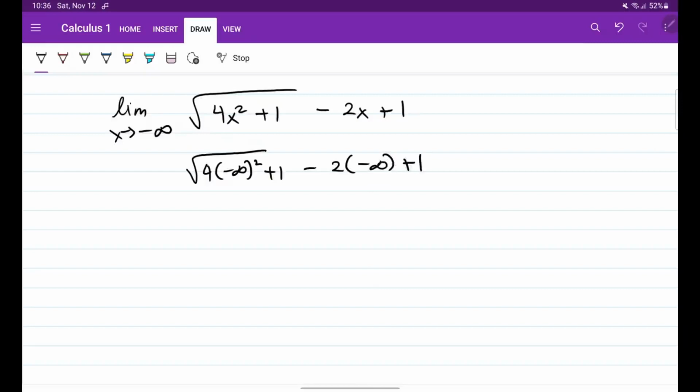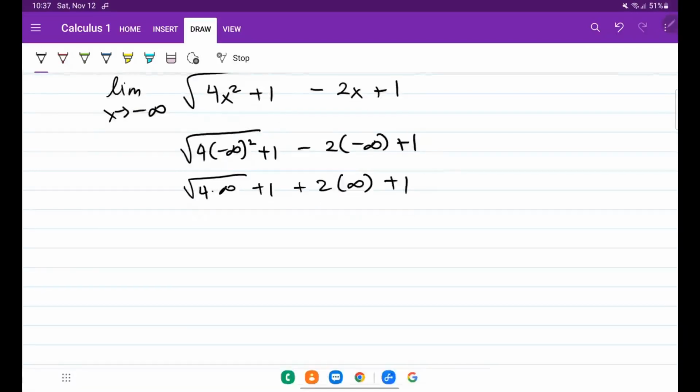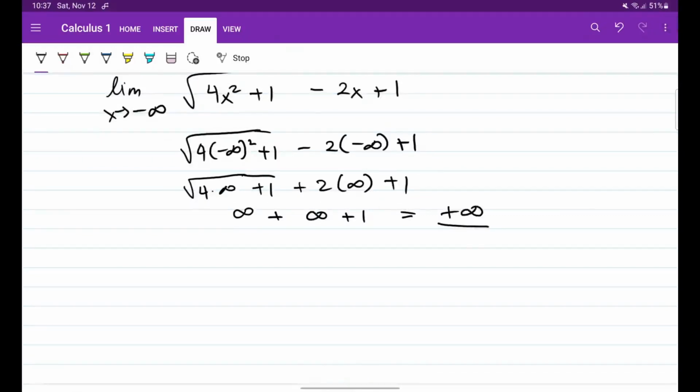Again, negative infinity times negative infinity will just become positive infinity. So this will become square root of 4 times infinity squared, or just infinity, plus 1 minus 2 times negative infinity, so that becomes plus 2 infinity plus 1. So 4 times infinity is just infinity plus 1, which is equal to positive infinity. And this is the answer, positive infinity right away.